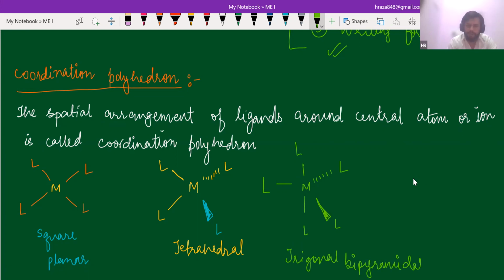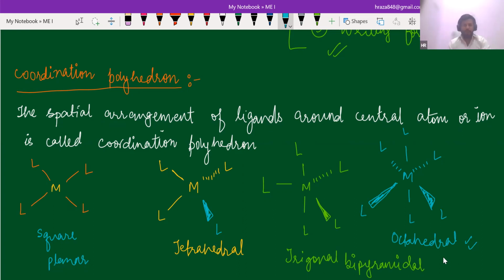Now the next is octahedral, which has 6 coordination number. 1, 2, 3, 4, and this will be your 5, and this will be your 6. So it will be octahedral. So please do write it.